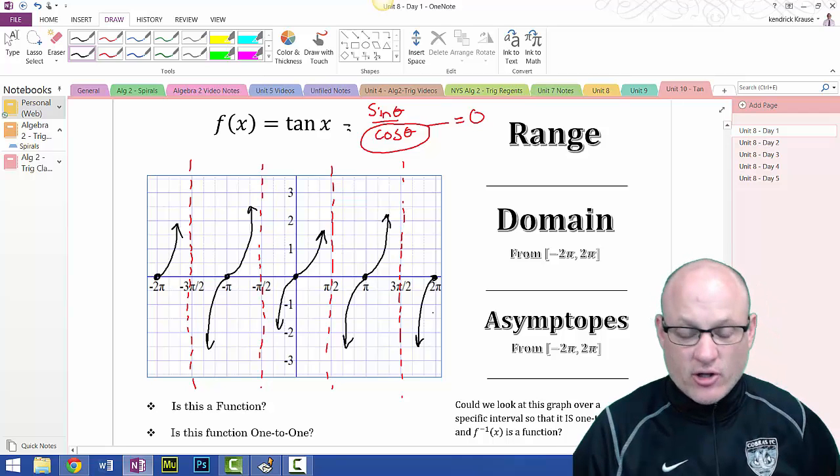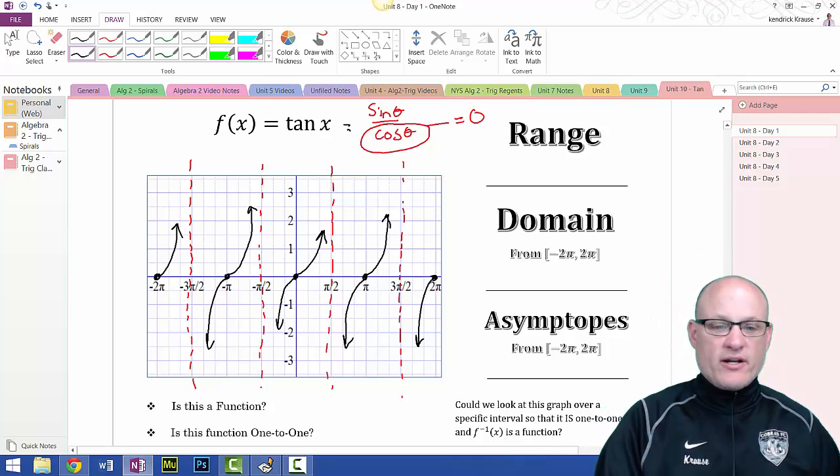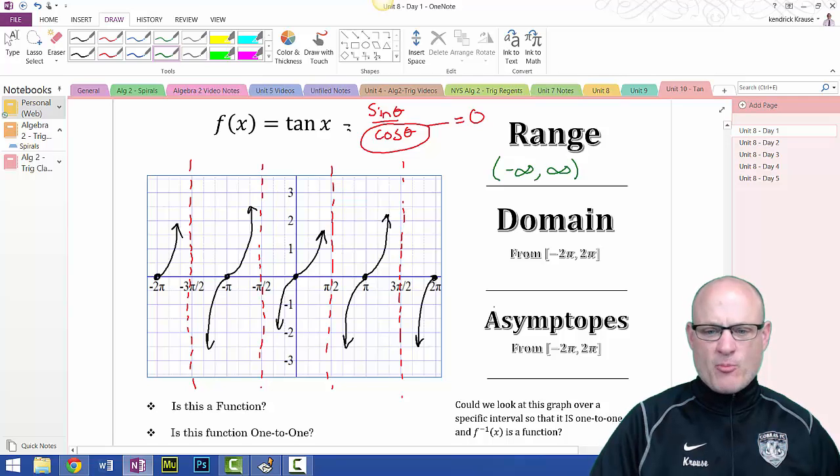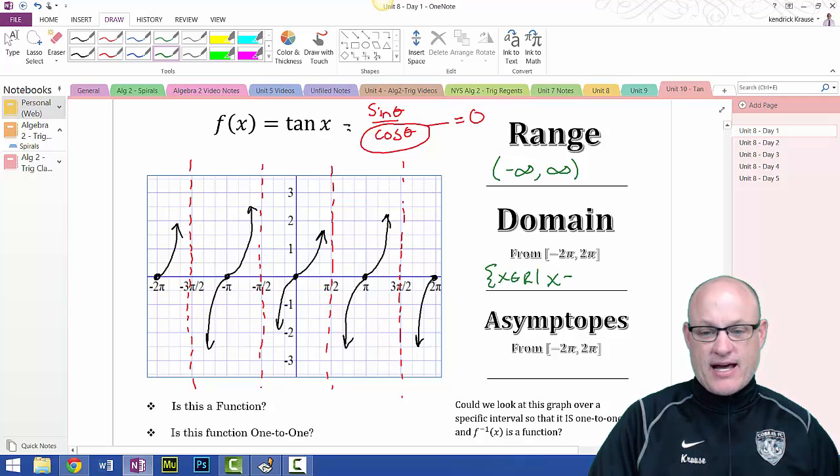Okay, there's the tangent curve. What is the range? We've already talked about this. There is no restriction on the range. It goes from positive infinity to negative infinity. I'll do it in interval notation. It's the quickest. The domain. Well, the domain is x is in the set of all reals. I like to write it like this. x is in the set of all reals, but x cannot equal plus or minus pi over 2 or plus or minus 3 pi over 2.